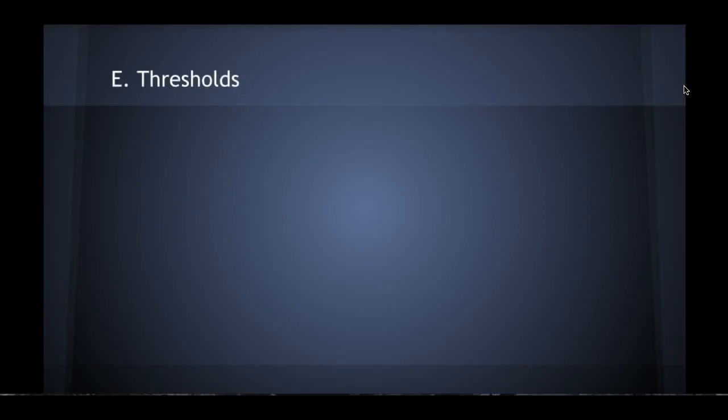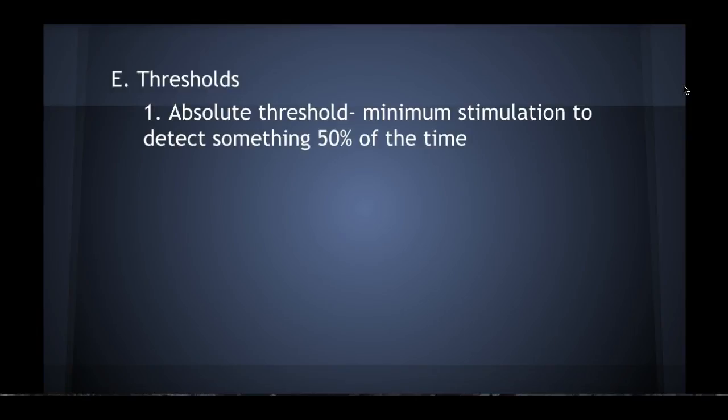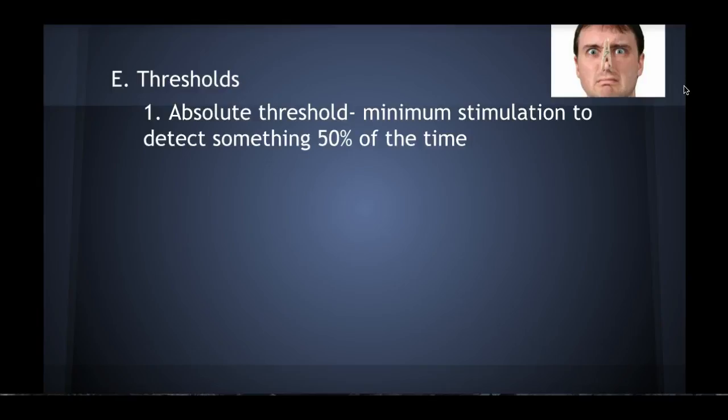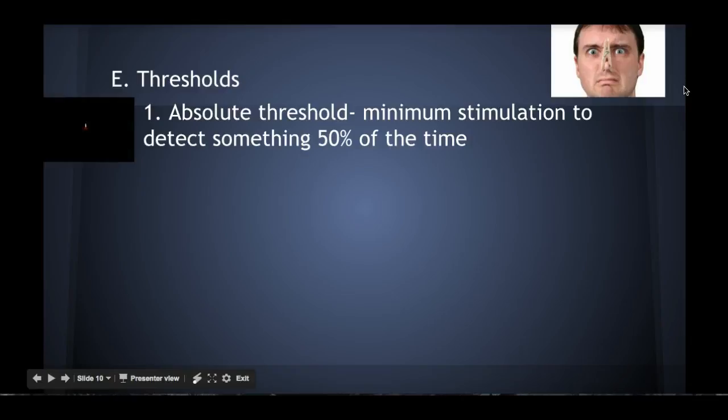All right, the last thing I want to talk about in this video is thresholds. So thresholds, you can talk about absolute threshold, and the idea of absolute threshold is that there is a minimum amount of stimulation that is needed to detect something 50% of the time. So how strong does a smell have to be for you to smell it half the time? Or how much light does, for example, this candle here have to give off in a completely dark environment for you to actually notice? That's what we call absolute threshold.